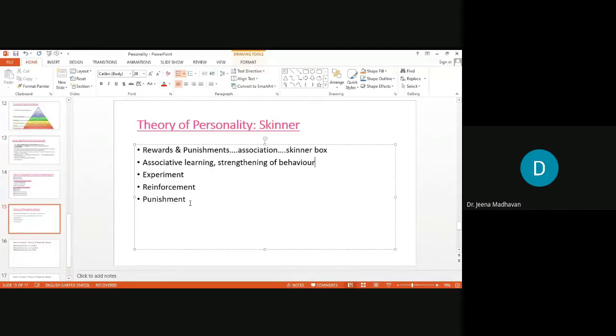Thus, we can say that it is a method of learning that occurs through rewards and punishment for behavior. For a particular behavior, if you want to strengthen it, it is associated with the reward as well as punishment.